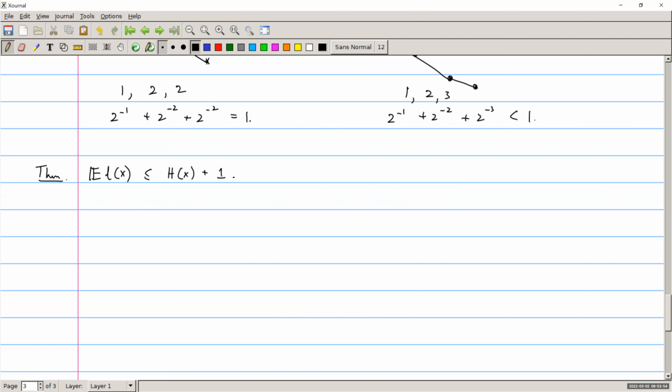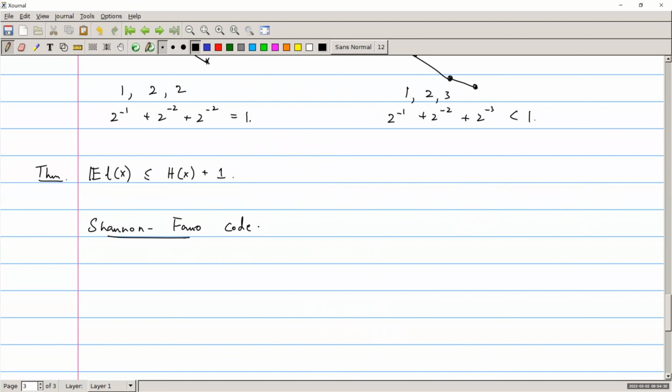Okay, so the plus 1 comes purely because log of 1 over p is not always an integer. 2 to the minus something, 1 over pi is not always 2 to the minus some integer. So here the idea is this. We are going to look at a code called the Shannon-Fano code.